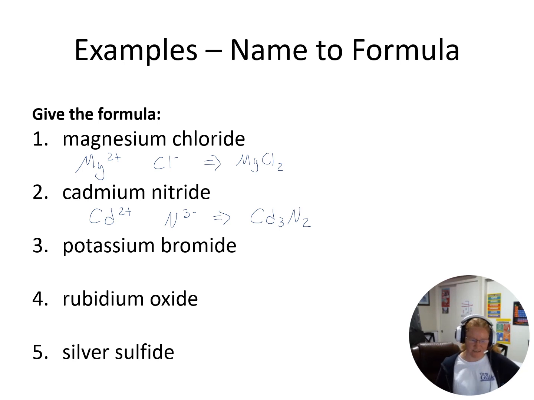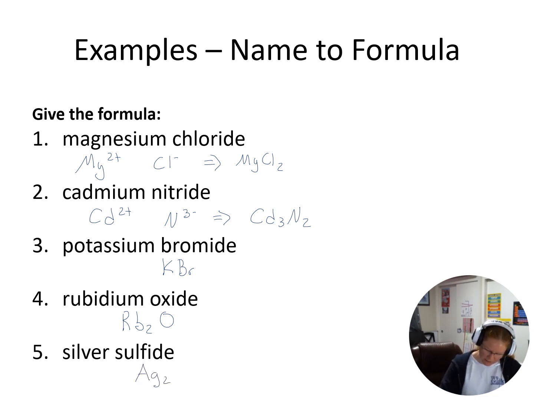All right, so how'd you do? So potassium bromide, you should get KBr. Rubidium oxide, you should get Rb2O. And for silver sulfide, you should get Ag2S.